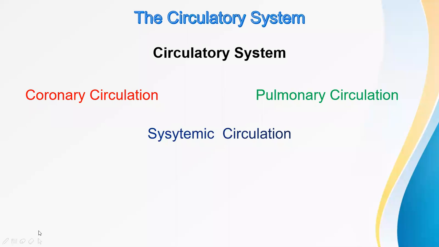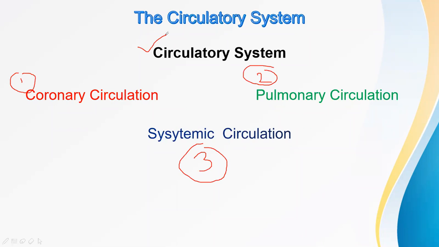scientists have divided the circulatory system. In our body, we have the circulatory system, including the heart, blood vessels, and blood. So this circulatory system has been divided by the scientists into three sections. One is coronary circulation, second one is pulmonary circulation, and third one is systemic circulation.